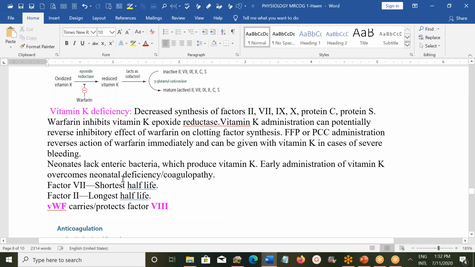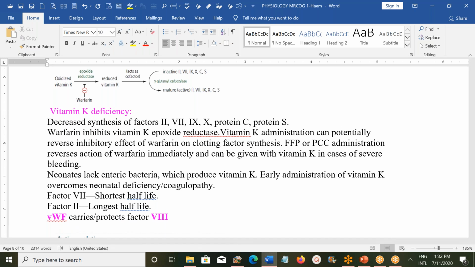Regarding vitamin K deficiency, it can occur in certain conditions. We will talk about them. What will be the effect of vitamin K deficiency? The vitamin K dependent factors are 2, 7, 9, and 10.